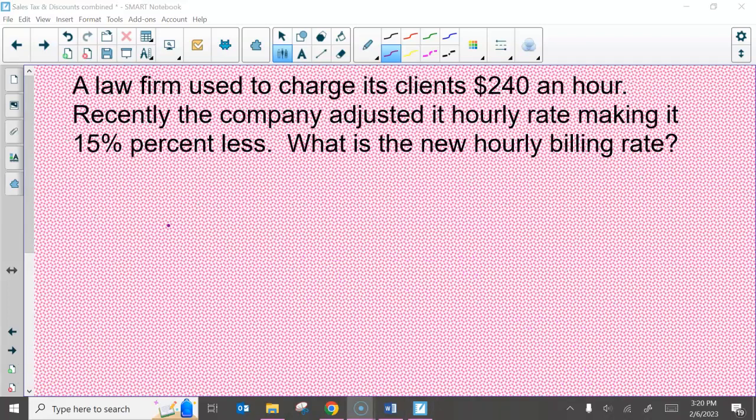Okay, let's look at another one. A law firm used to charge its clients $240 an hour. Recently, the company adjusted its hourly rate, making it 15% less. So what is their new billing rate? Okay, so let's take a deep dive into this. It used to charge $240, but they've adjusted it, making it less. Less is your key word here. So it's no longer $240. It's going to be less. So that will help us know whether we're adding or subtracting. Okay, but before we get to that, let's use our calculator.